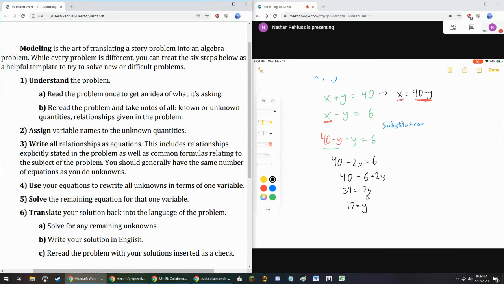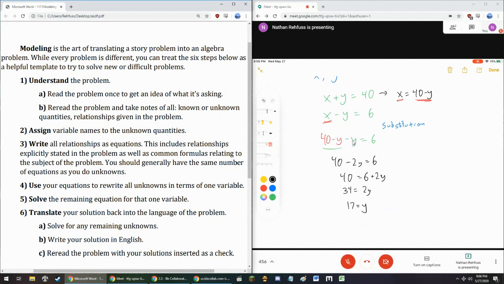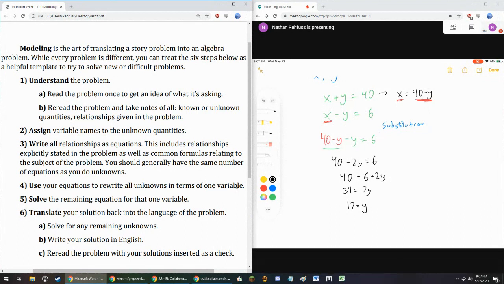Step 4, we rewrote all unknowns in terms of one variable. So I said x is 40 minus y. So now I have equations for x and y, but put this a different way. If I have x's and y's in each of my equations, it's difficult to solve. But if I can just say x is really just something we did to y, a value I can write in terms of y, then now this second equation just has y's in it, and it's easy to solve. So we solve that remaining equation for that one variable.